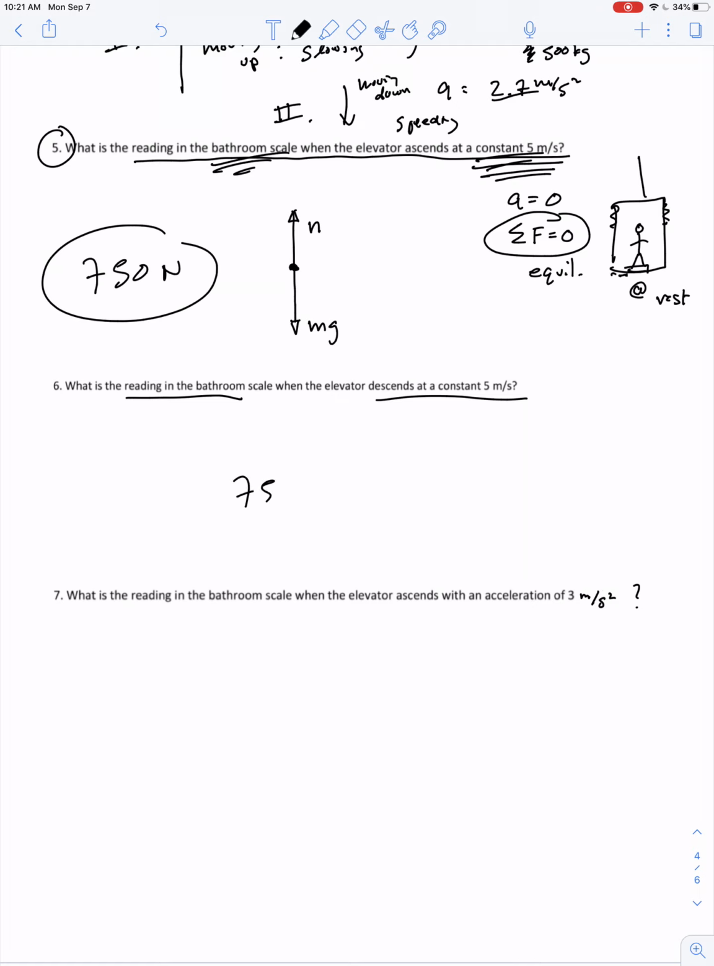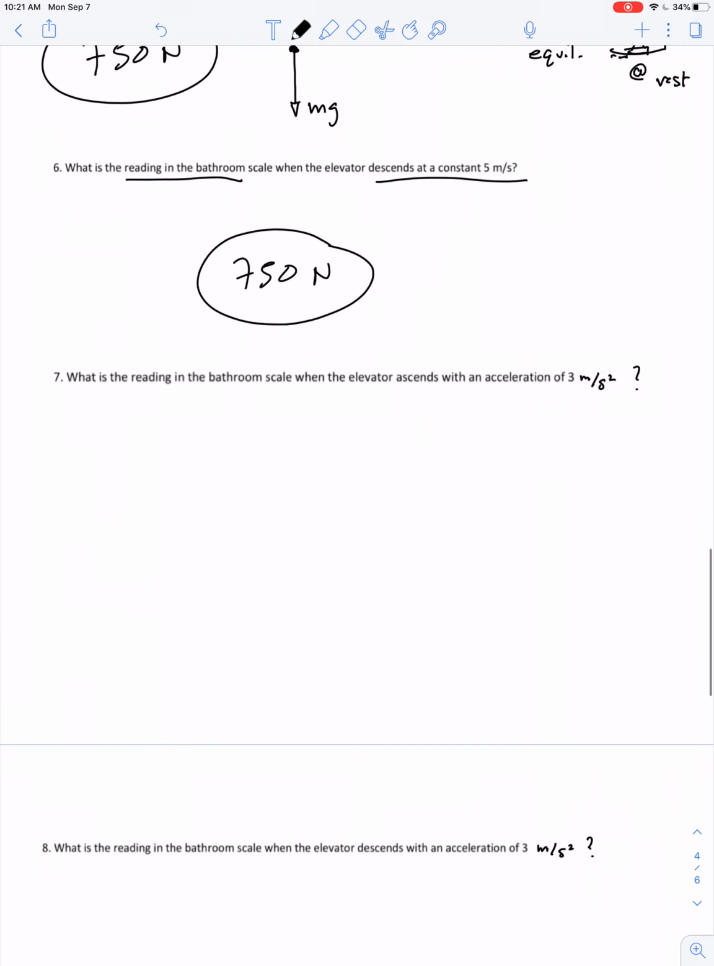Again, 750 newtons. So whether the passenger is at rest, moving upward at a constant speed, or moving downward at a constant speed, it feels the same in every case. The contact between the feet and the floor registers as 750 newtons. It's only during periods of acceleration that the scale reads anything differently.